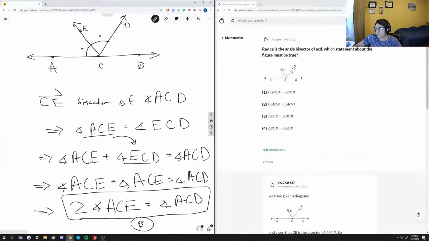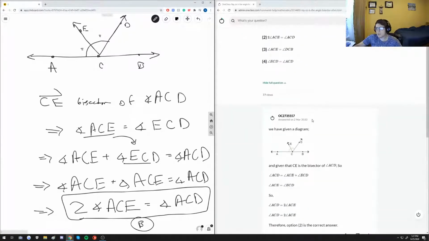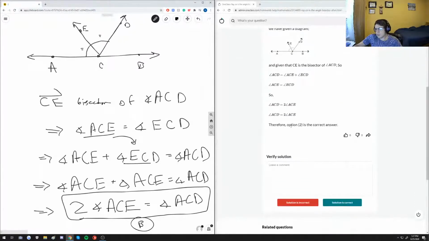And then ECD is equal to ACD. Well, no, because ACD is just the whole, and ECD is that half of the whole. So they obviously can't be equal. And 2 is the correct option here as well, and the work is the same thing that I've done here. Yep, so that is the solution. Great job.